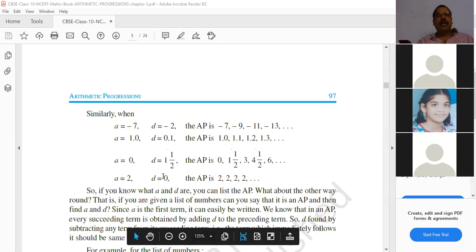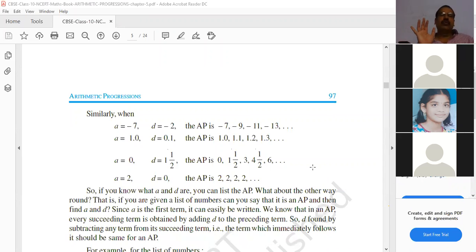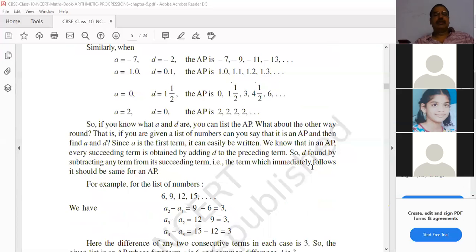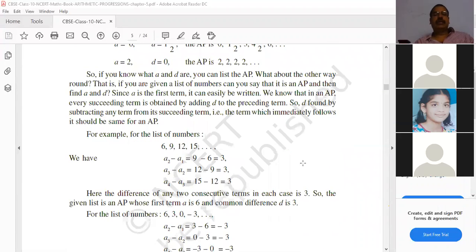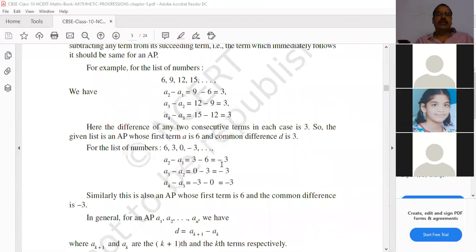Here A equal to 2, D equal to 0 means the series has the same term, 2 will continue. So like this, if you know A and D, you can write the series also. Understand? Here is another example: 6 plus 3 is 9, 9 plus 3 is 12, 12 plus 3 is 15, hence the series is in AP.